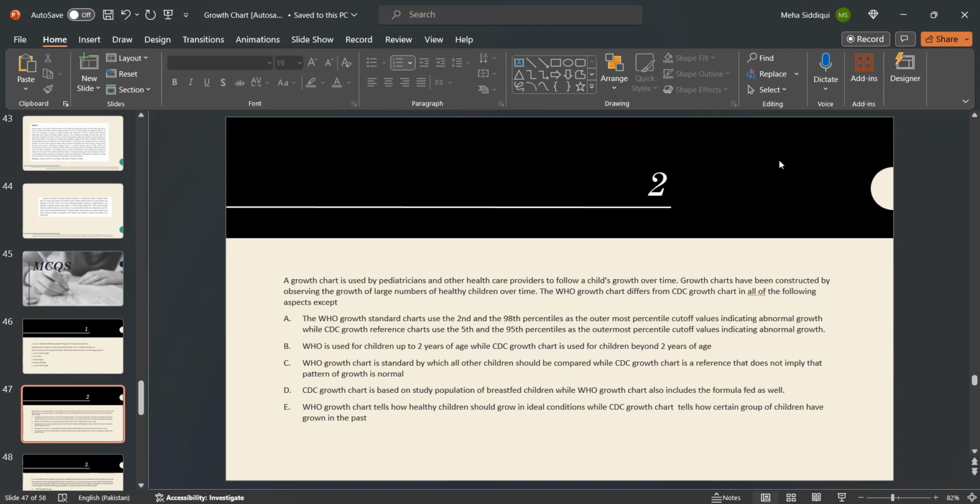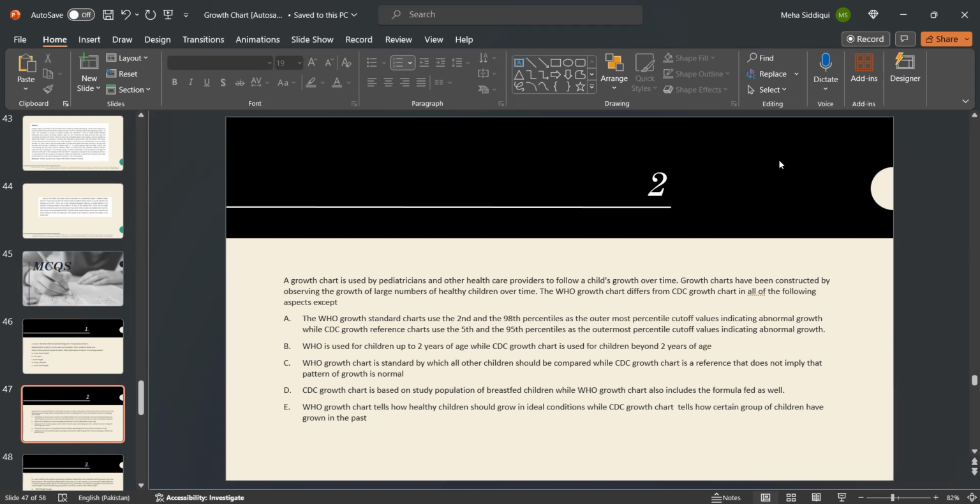WHO is used for children up to 2 years of age, while the CDC growth chart is used for children beyond 2 years of age. The WHO growth chart is the standard by which all children should be compared, while the CDC growth chart is a reference that does not imply that the pattern of growth is normal. The CDC growth chart is based on a study population of breastfed children, while the WHO growth chart also includes the formula fed as well. The WHO growth chart tells how healthy children should grow in ideal conditions, while the CDC growth chart tells how a certain group of children have grown in the past.